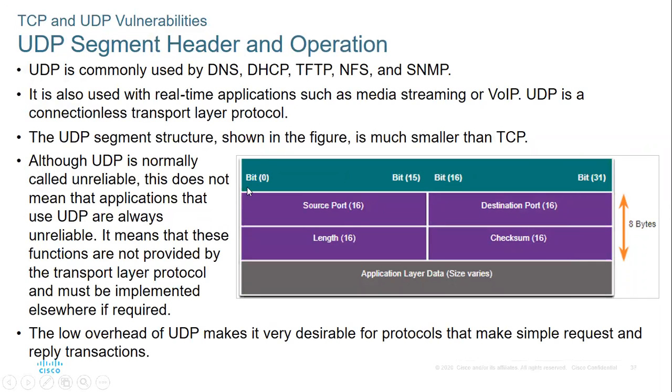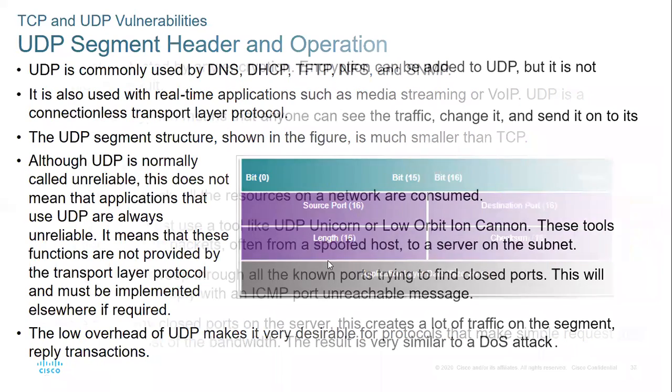This is the header of the UDP, and make sure you are familiar with each and every field here. UDP, of course, is connectionless, that is, no connection is established. UDP is unreliable, meaning we have no acknowledgements with UDP. UDP is used by DNS, DHCP, TFTP, NFS, and Simple Network Management Protocol.